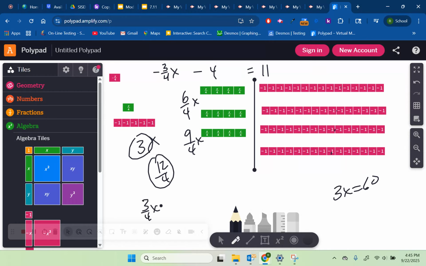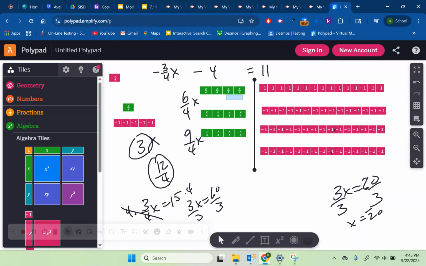3/4 x, right? That's what it was. Equals what? 15 times 4 on both sides, right? Notice I had to do 4 of these guys. So now I got 3x equals 60. And now I divide by what? 3. Divide by 3. x equals what? 20. But in this case, they're negative, right? Do the same thing here.